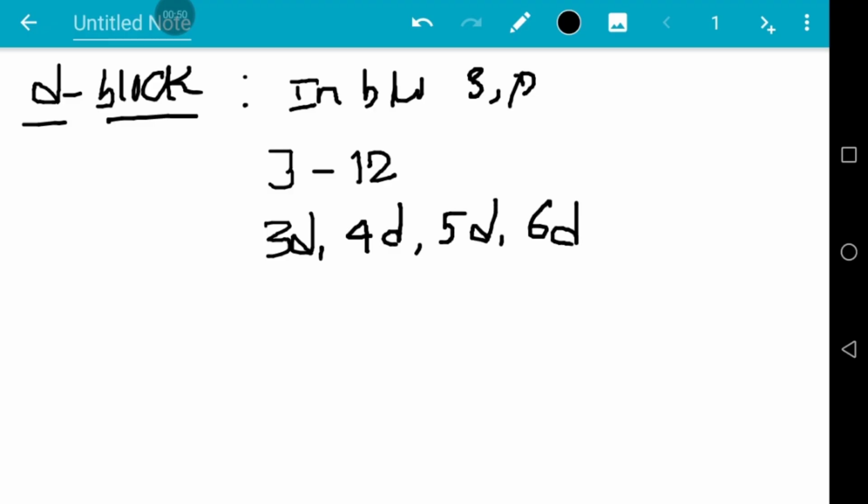So groups 3 to 12 are called D block elements, and they are present in between the S and P block elements. And how many series are there? Totally 4 series: 3D, 4D, 5D, 6D series. Now coming to the periodic table.